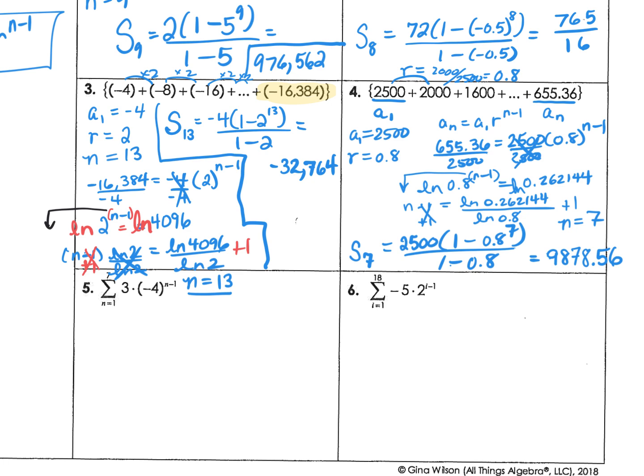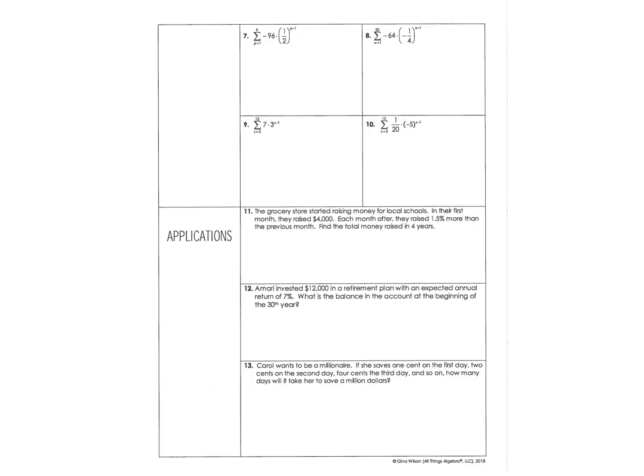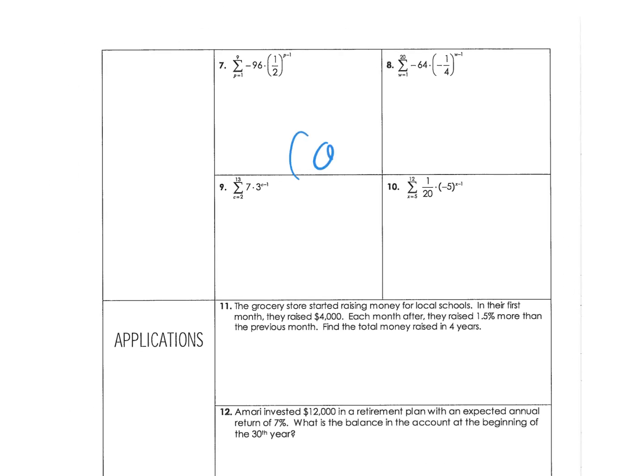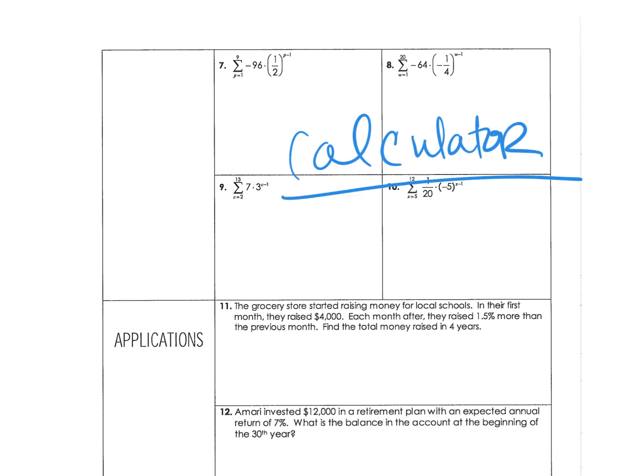Is everybody good so far? You're good, you're good. What about you, James? Got it? Okay. 5 and 6 are calculator. They're just summation. Do we really need to go over those? Use summation on your calculator, okay? Same thing for 7, 8, 9, and 10. I'm not going to waste a bunch of our time doing that.